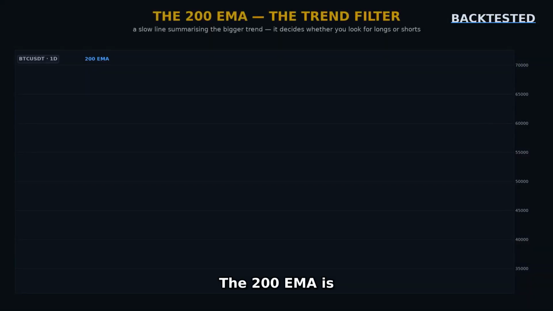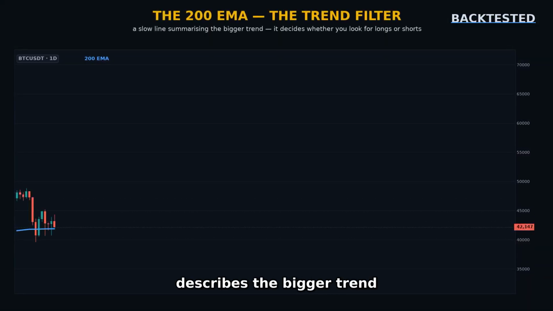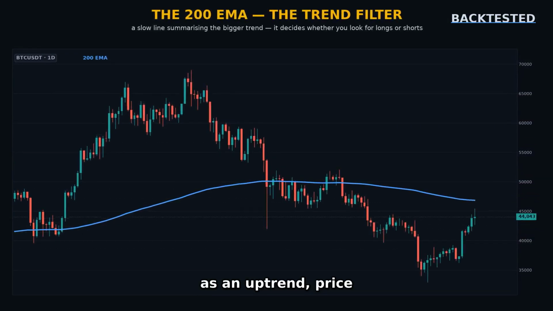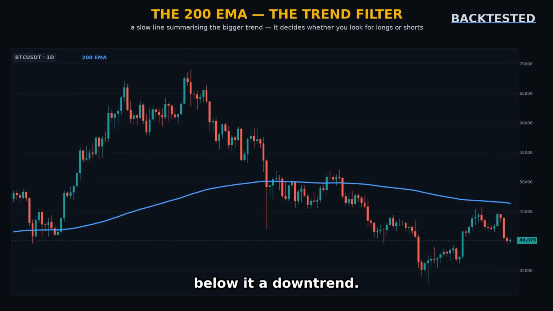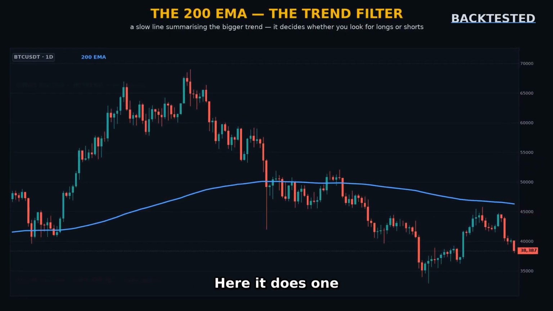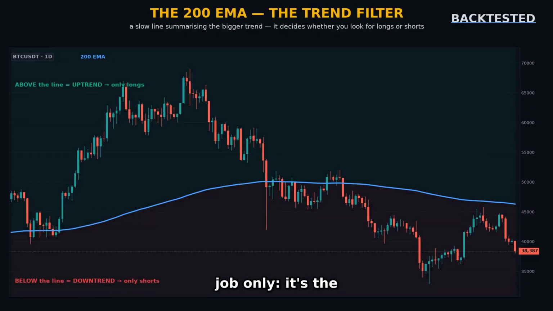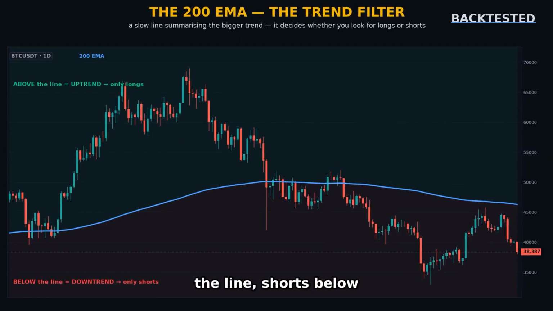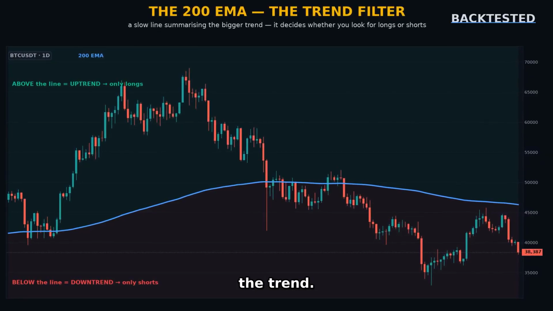The 200 EMA is a slow-moving line that describes the bigger trend. Price above, it counts as an uptrend. Price below it, a downtrend. Here, it does one job only. It's the filter. Look for longs above the line, shorts below it, and nothing against the trend.